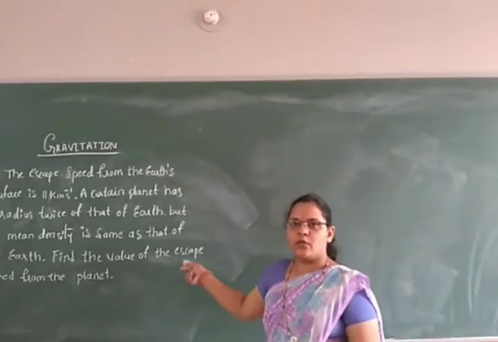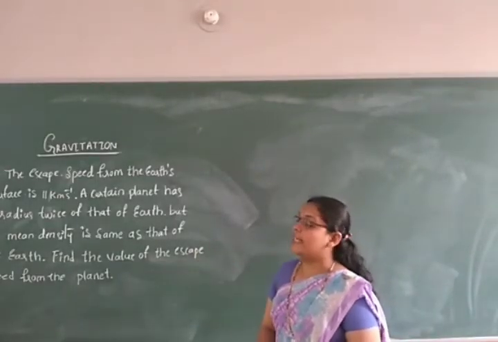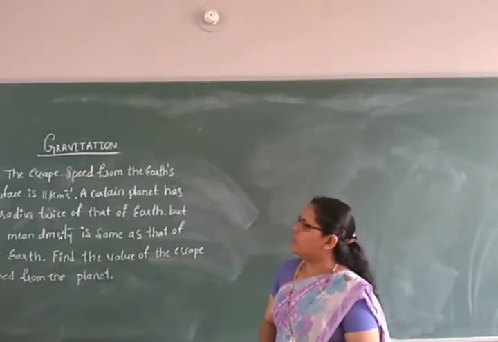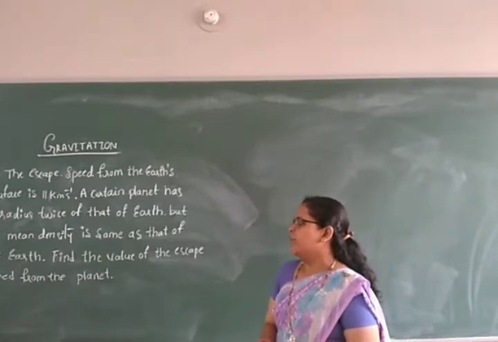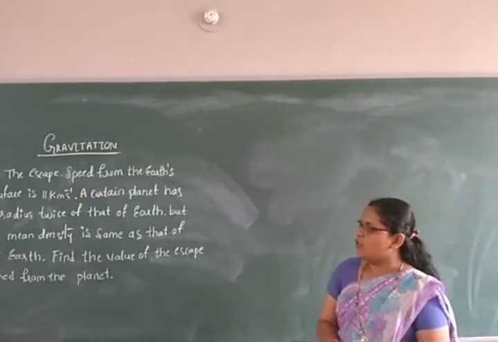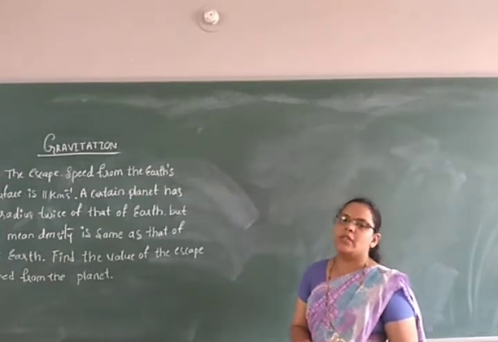I will read out one more problem that I have already written on the board, that is based on escape speed. So escape speed from the earth's surface is 11 km per second. A certain planet has a radius twice that of the earth, but its mean density is the same as that of the earth here. So we need to find the value of the escape speed from the planet.